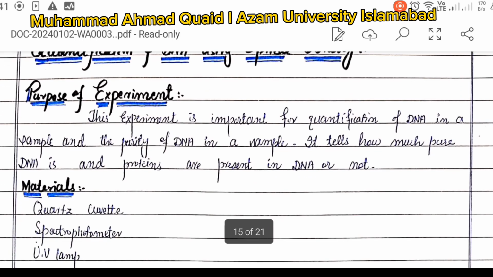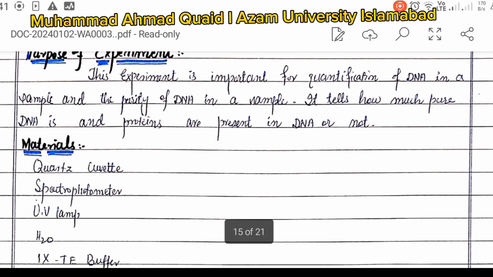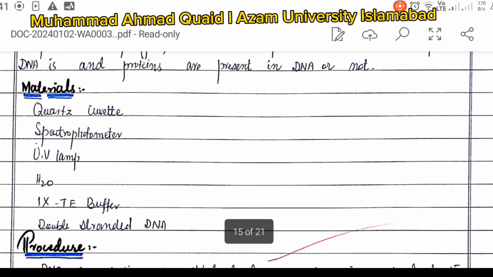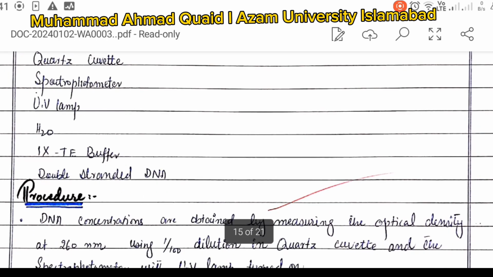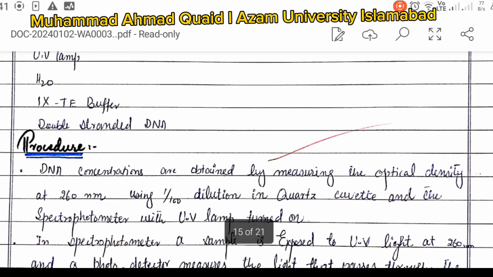Materials required: quartz cuvettes, spectrophotometer, UV lamp, water, 1X TE buffer, double stranded DNA. What is the procedure of this experiment? Let us discuss.